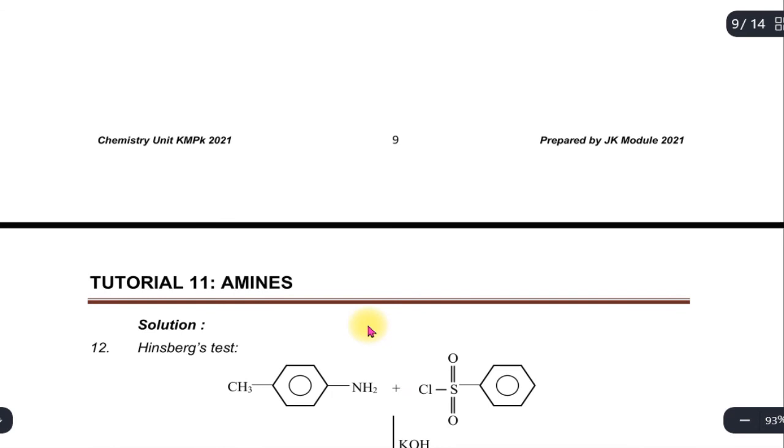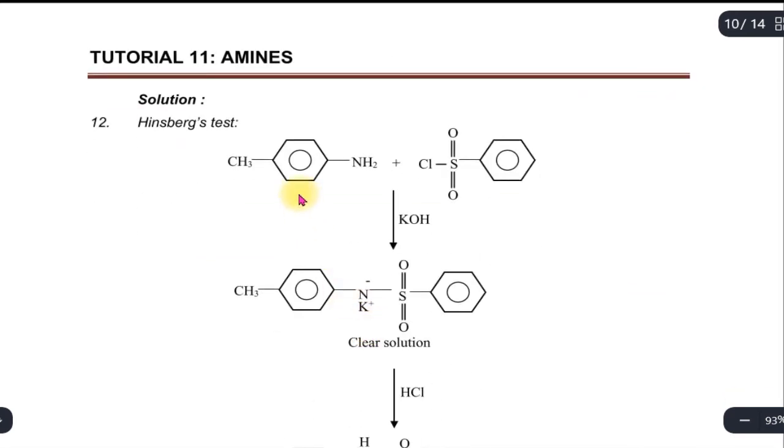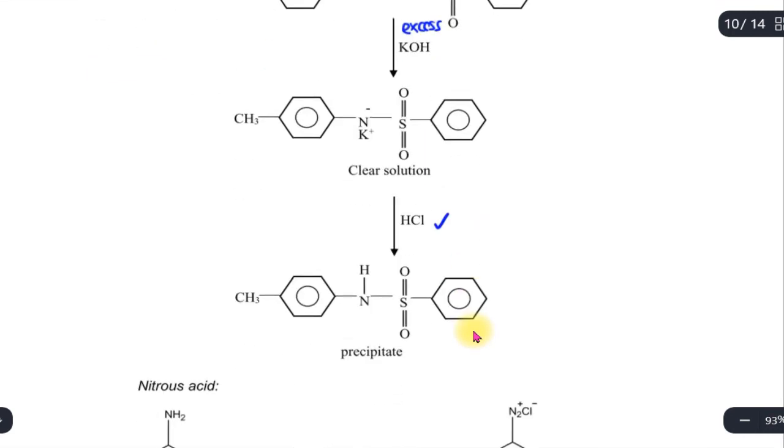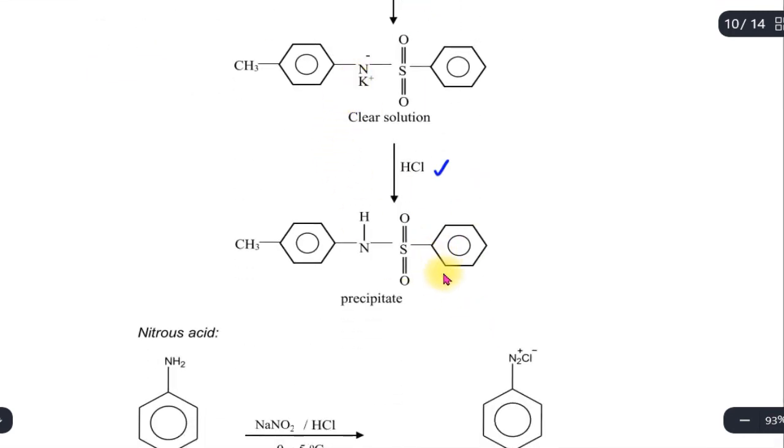So you have to try to show the 4-methyl aniline reacting with benzene sulfonyl chloride, with excess KOH. If you want to straight away show the N negative, K positive, you must use excess KOH. If you use KOH, you have to show the white precipitate product. Since in this case we directly show the product, a clear solution, we have to use excess KOH. So the clear solution, the soluble salt, is formed, and then reacting with HCl, it will form the white precipitate because there is no more hydrogen atom on the nitrogen. So, white precipitate is formed.